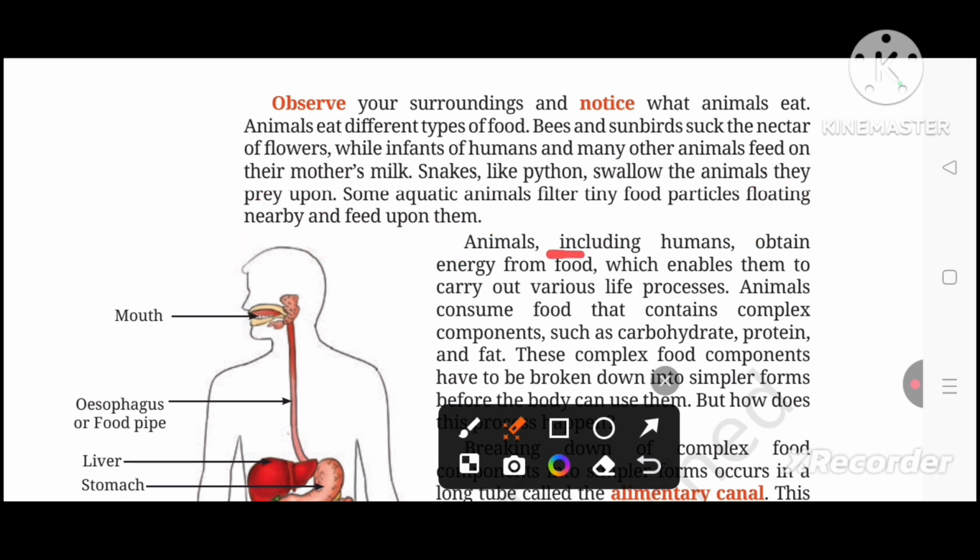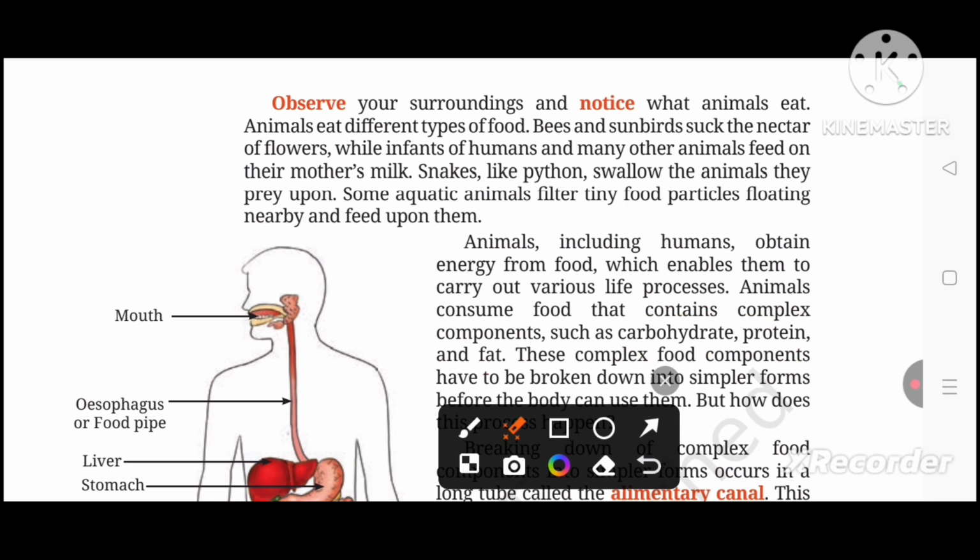The animals, including human beings, obtain energy from the food, which enables them to carry out various life processes. To carry out different life processes, we need energy. Animals consume food that contains complex components such as carbohydrates, proteins, and fats. Carbohydrates and proteins are complex elements.